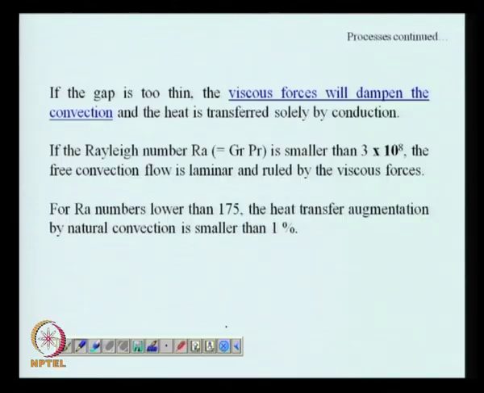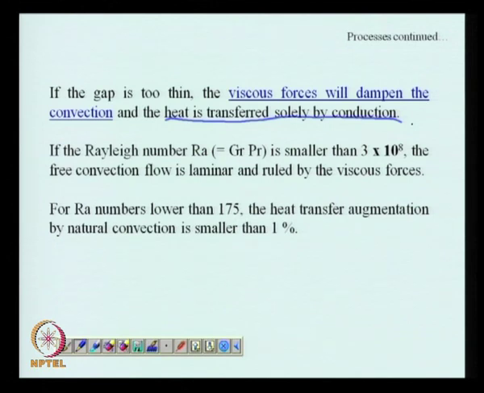So, viscous forces are going to dampen the convection, and the heat then is transferred solely by conduction. So, if we have two plates at different temperatures with air in between, in normal conditions the air should rise and there would be some sort of convection process which is going to extract heat from the hot plate and deliver it to the cold plate. But since the viscous forces predominate and the Grashof number is such that there is no rise of the fluid in between the two plates, we have a static layer of fluid between the two plates, and the only mode by which energy can get transferred from the hot plate to the cold plate would be by conduction only.